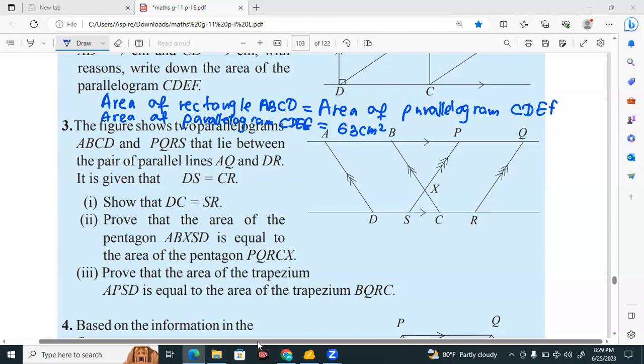Okay, then let's see about this diagram. Check what they have asked and identify the diagram carefully.